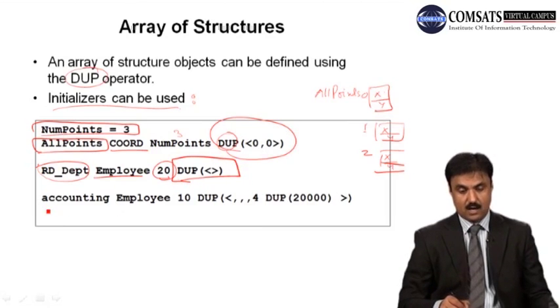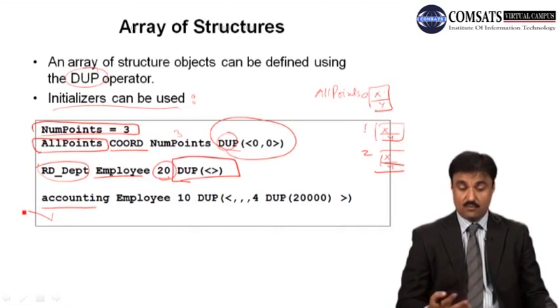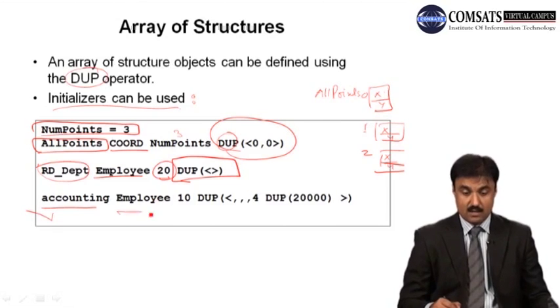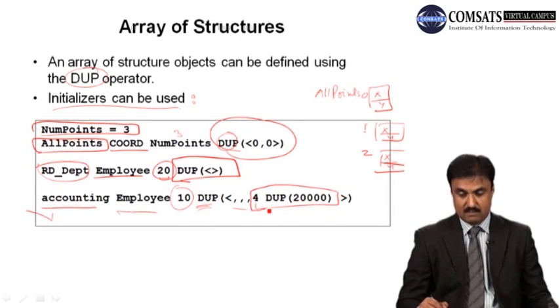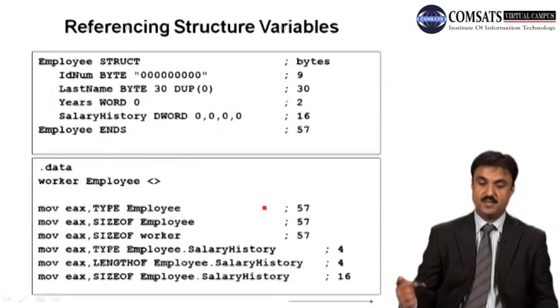And accounting is another variable of type employee, and there are 10 employees, and these 10 employees were assigned their salaries. Four elements of the salary history array are assigned, and their values are like 20,000 and so on.